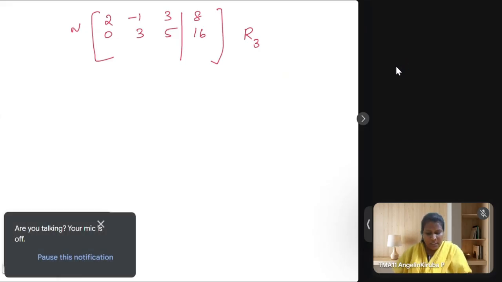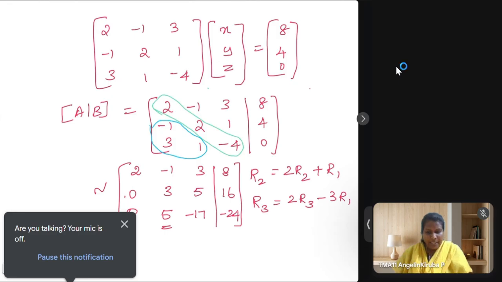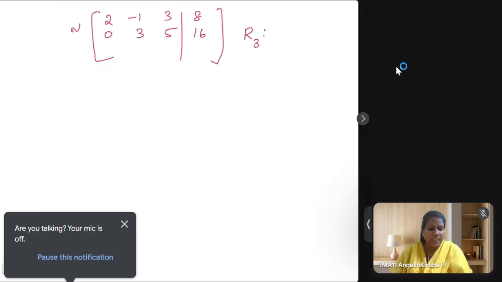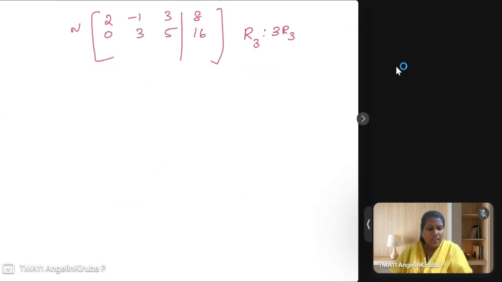So what we can do is 3 times R3 minus 5 times R2. That is the only possibility. 3 times R3 minus 5 times R2. The first element is already 0, and the second element will now become 0. This is 76 and this will be 152. So now we have made the matrix into the upper triangular matrix.